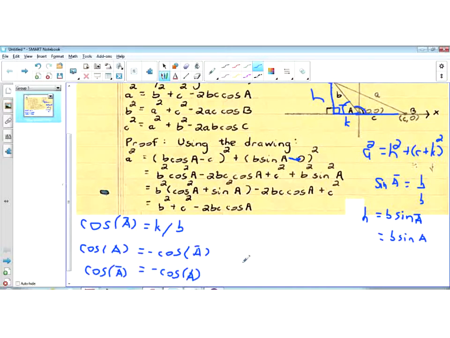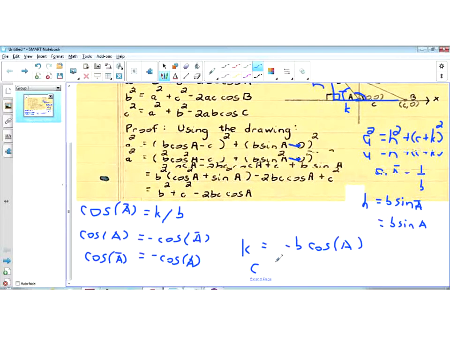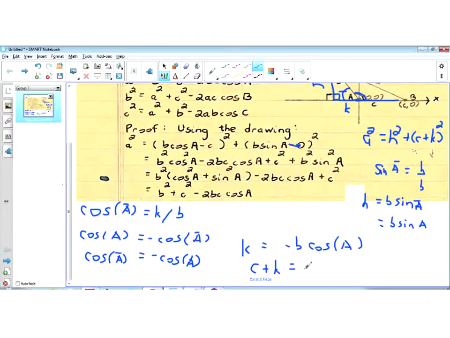So that means K must equal B times the cosine of angle A, with the minus sign. Okay, so K is equal to minus B times the cosine of angle A. So C plus K then becomes C minus B times the cosine of angle A.